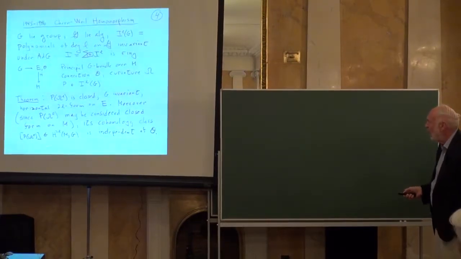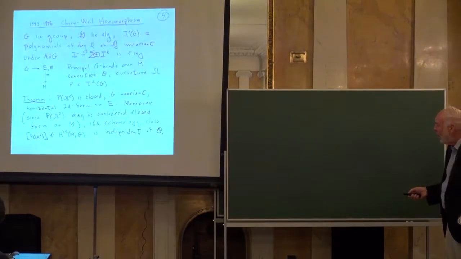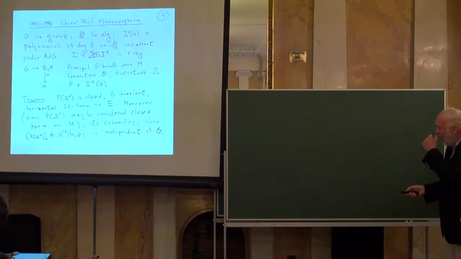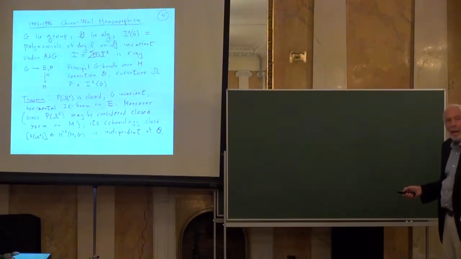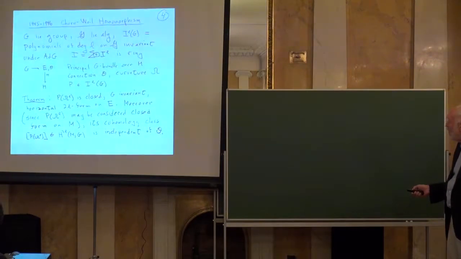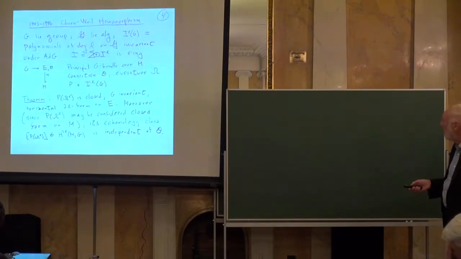It's closed, and so it represents some cohomology class in real cohomology. It says contained in H2L of Mg. That's a mistake. It means H2L of M. There are a few errors in these slides which I discovered, so yell out if you find one. But anyway, this is its cohomology class, and that cohomology class was independent of the connection. So it was a topological invariant.